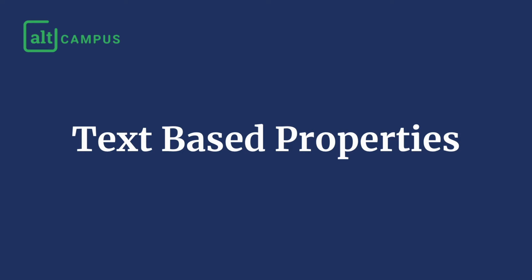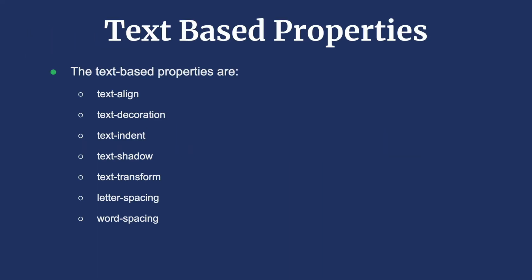Alright guys, after the font based properties, here we have our text based properties. Let's see what are the different text based properties. The different text based properties are text align, text decoration, text indent, text shadow, text transform, letter spacing and word spacing. Let's experiment all of these properties one by one.